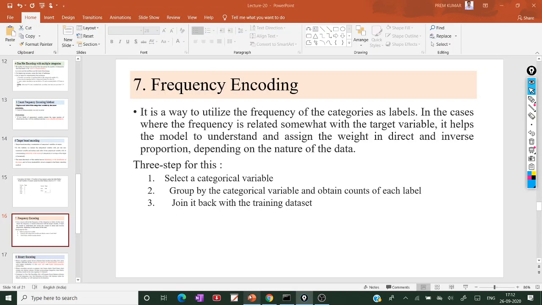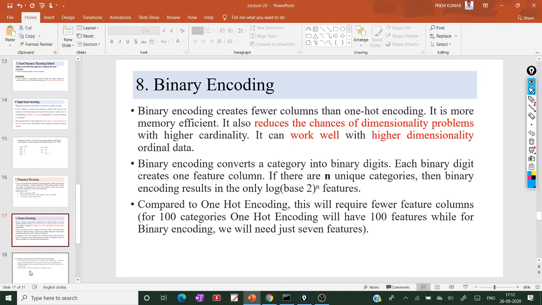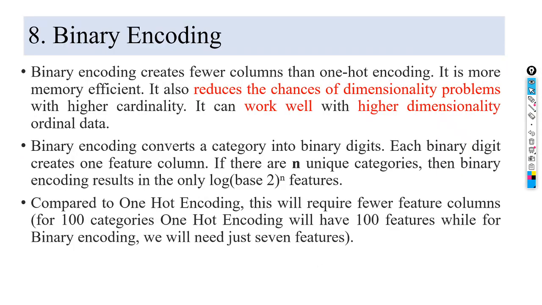Next, binary encoding. So this is the last technique. So binary encoding creates less number of columns compared to one hot encoding. So this technique is an alternative to one hot encoding.